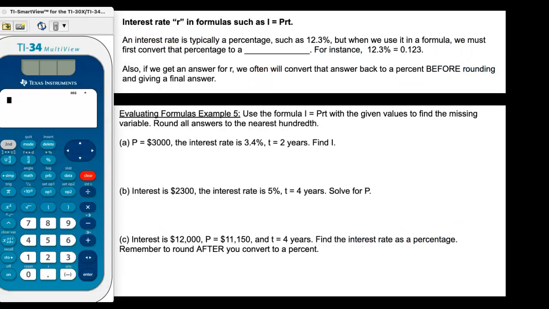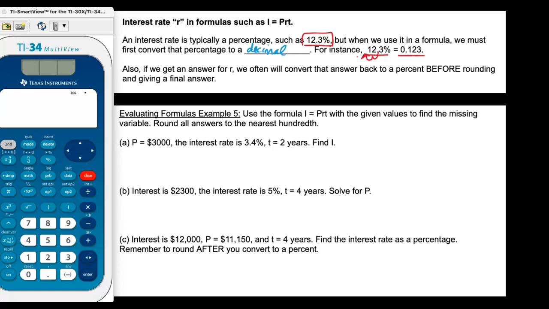In this next example, example 5, we need to talk about how to handle the interest rate before we jump into these ones. I briefly mentioned it before that the R in the formula is always a decimal equivalent of whatever the percentage is of that rate. And so if you're ever given a percentage, say you're given the percentage 12.3%, that's the rate. When you use the formula, you must first convert that percent to a decimal. So for example, 12.3% is converted to 0.123. And just a quick review, all you have to do is take the decimal and move it 2 places to the left to convert a percent to a decimal.